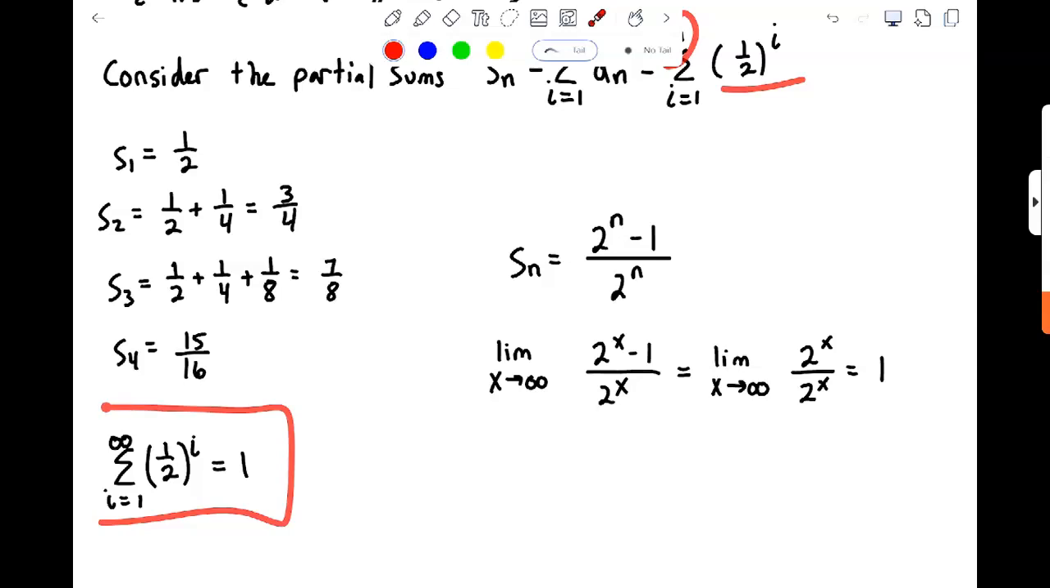But we can see here that this infinite series is in fact just equal to 1. It converges to 1. And so we're going to talk a little more in the upcoming video about what it means for a sequence to converge.